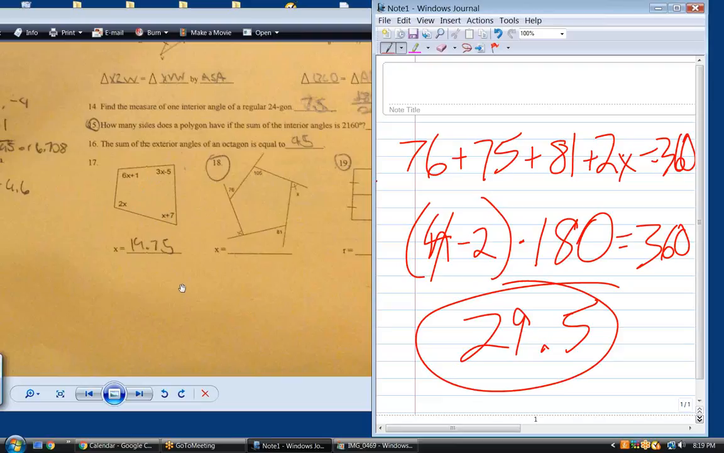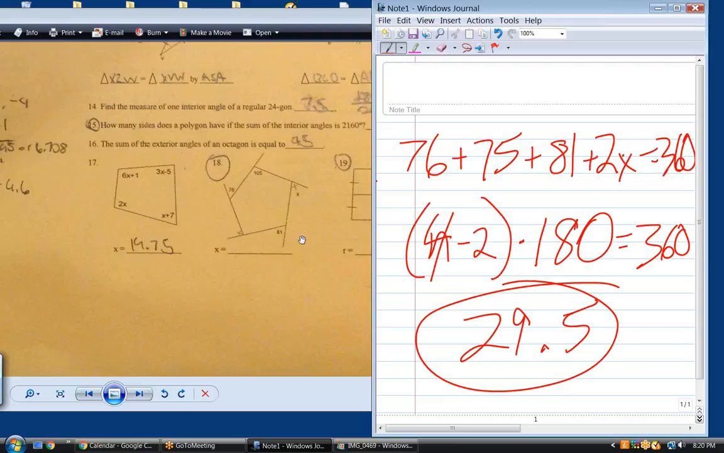I was talking about number 16, not number 7. I apologize. Yeah, the sum is always equal to 360, no matter how many sides. It doesn't matter if it's an octagon or a heptagon or a dodecagon. Bazillion. No matter what, how many sides.